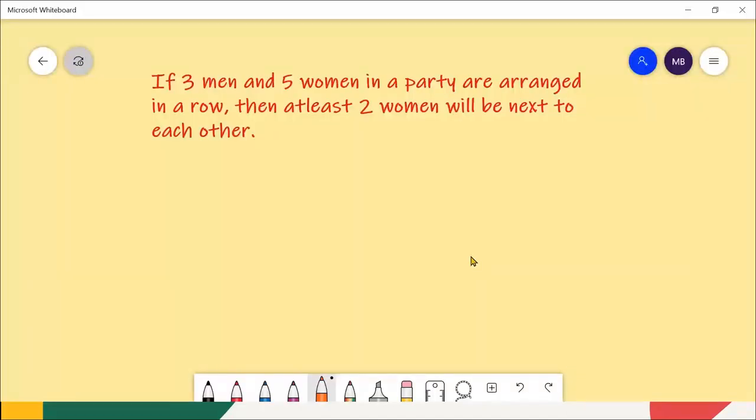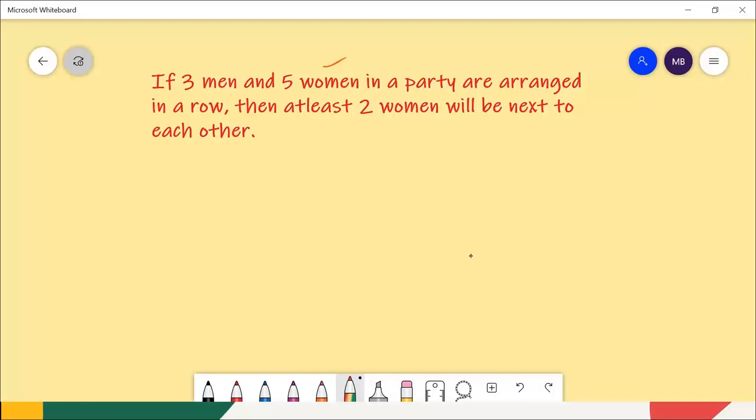So this is the problem. If three men and five women in a party are arranged in a row, then at least two women will be next to each other. Let us create this problem.